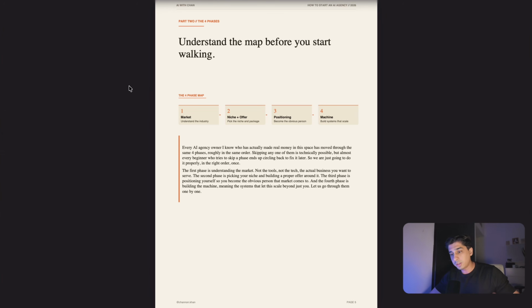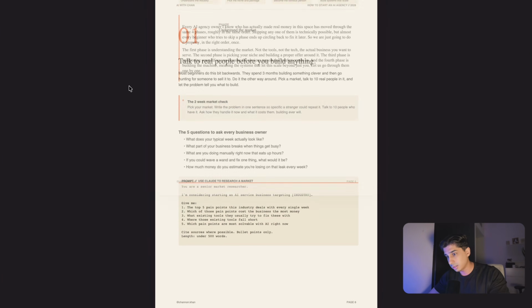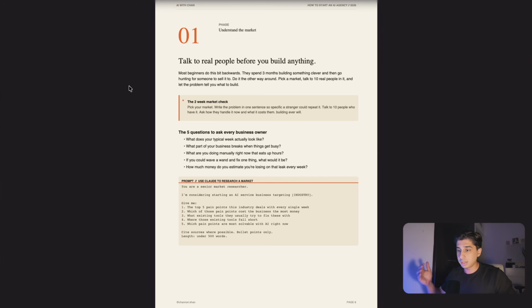So again, to repeat it, 4 phases. So the market, understanding the market, niche plus offer, so picking the niche and packaging, positioning, become the obvious person, and then 4 is the machine, so the systems that scale your business. Let's get into it. Now, phase 1 is understanding the market.